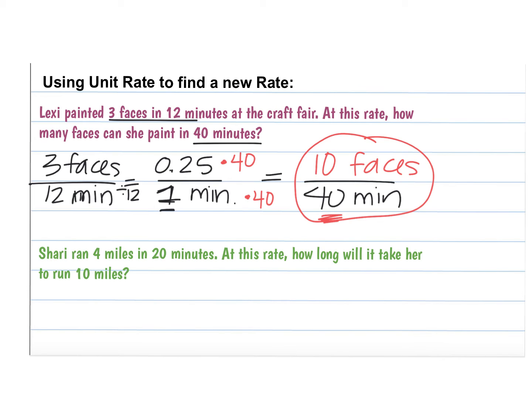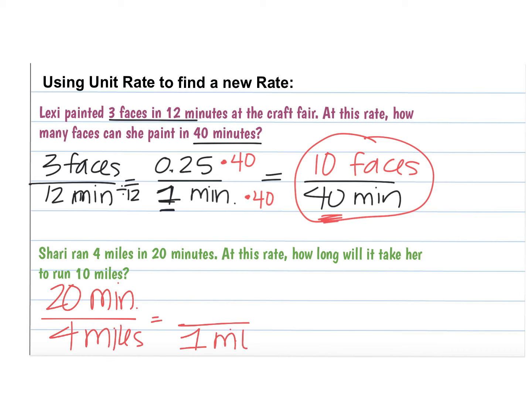Sherry ran 4 miles in 20 minutes. At this rate, how long will it take her to run 10 miles? So we want to know how long does it take her to run 1 mile, and then we'll be able to figure out how long it takes her to run 10 miles. So if it takes her 20 minutes to run 4 miles, we want to know how long does it take her to run 1 mile. So we're going to do 20 divided by 4, and we get 5. So we know then that it's 5 minutes per mile.